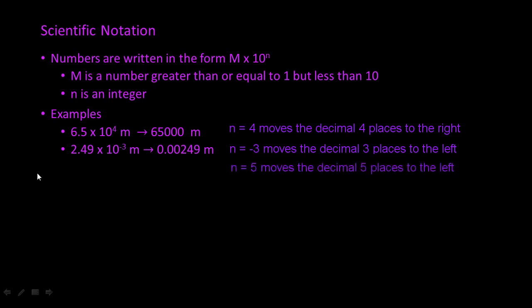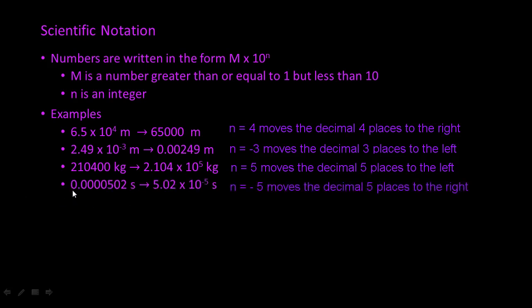Now let's look at some reverse examples. If we had 210,400 kilograms, we would write that in scientific notation as 2.104 times 10 to the 5th kilograms. If we had a really small number, such as 0.0000502 seconds, we would write that as 5.02 times 10 to the negative fifth seconds. By the way, this number is 502 10 millionths of a second.